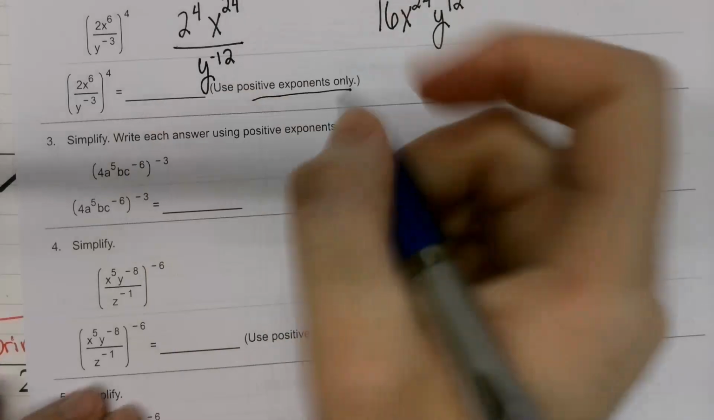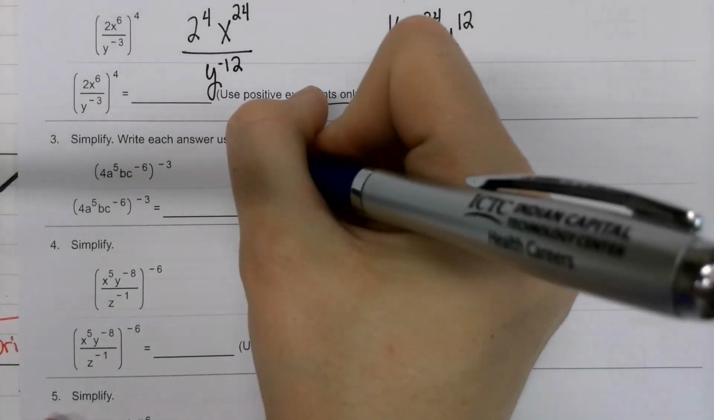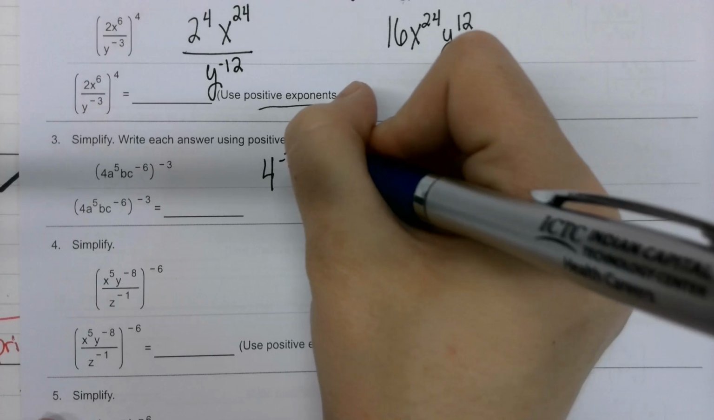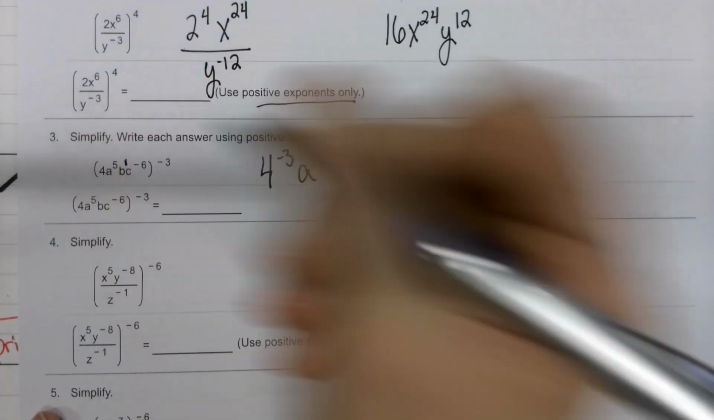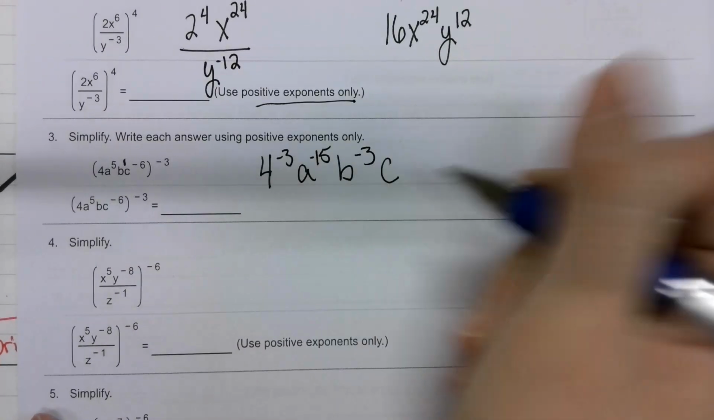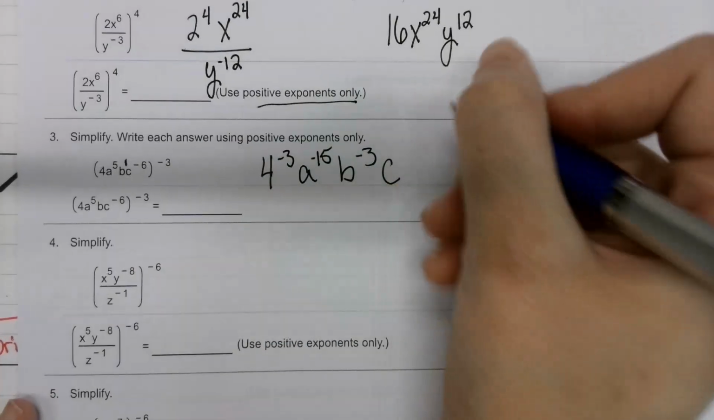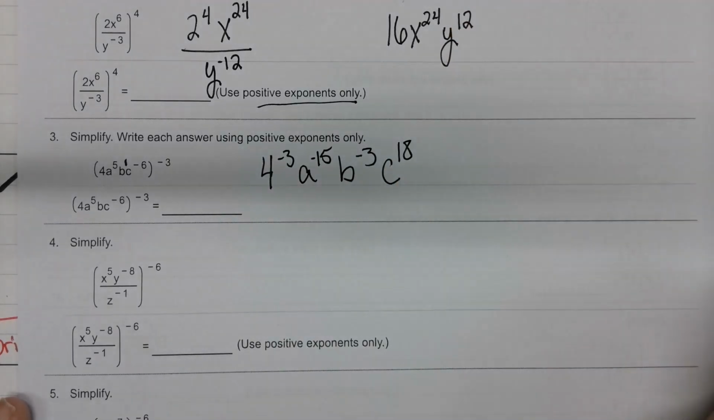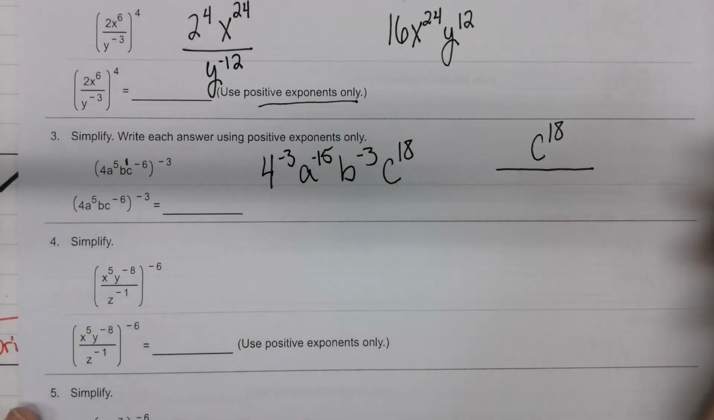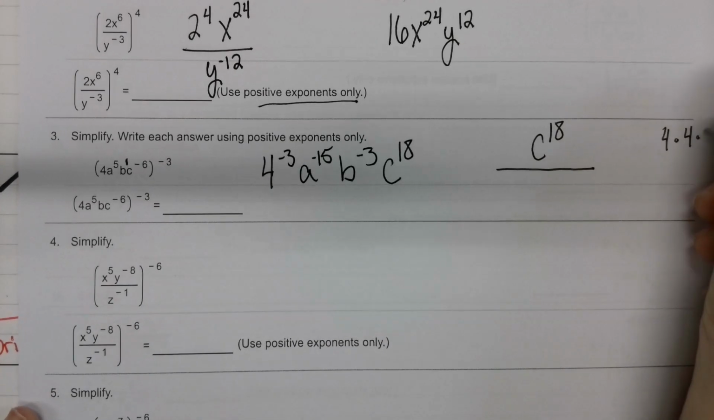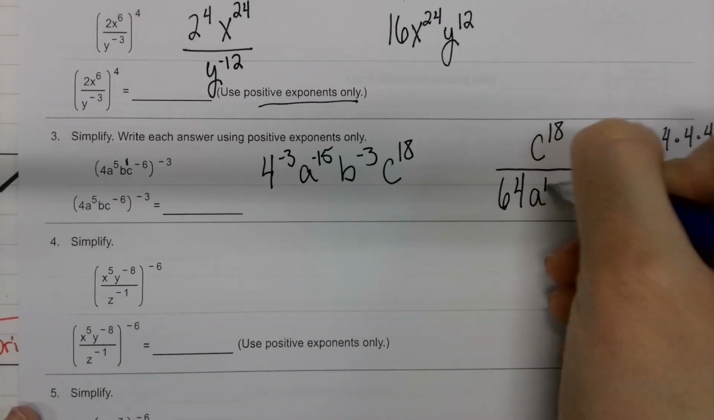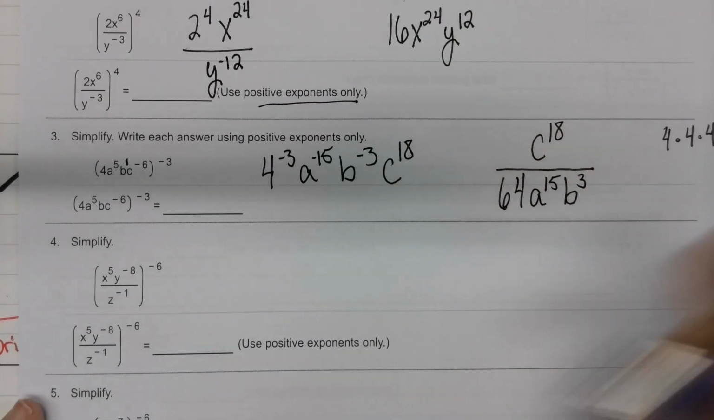Okay, here we go. Using positive exponents only. So I'm going to go ahead and distribute this negative first. And then 5 times -3 would be -15. Remember, this would be 1. So we'd have b to the -3, and then c. A negative times a negative is still a positive when multiplying these, so 6 times 3 is 18. Now everything that's negative will go to the bottom, so c to the 18th. I'm going to go ahead and do my 4 times 4 times 4, so 16 times 4 is 64. A to the 15th, b cubed.